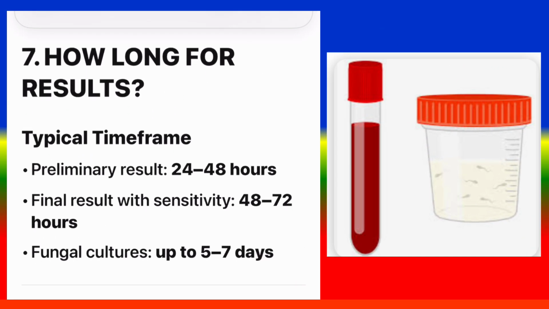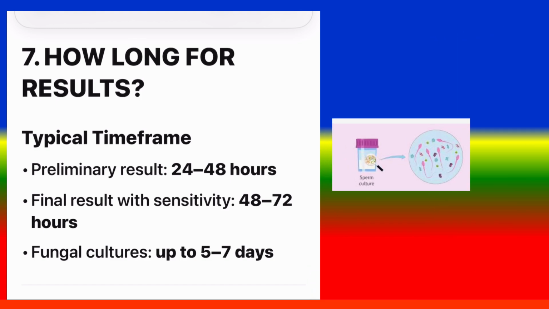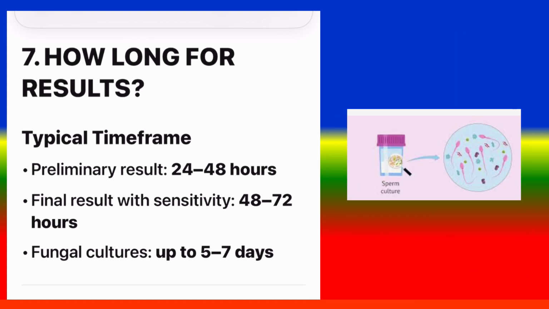Number 7, how long for results? Typical time frame. Preliminary result, 24 to 48 hours. Final result with sensitivity, 48 to 72 hours. Fungal cultures, up to 5 to 7 days.